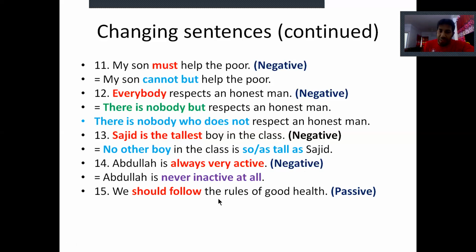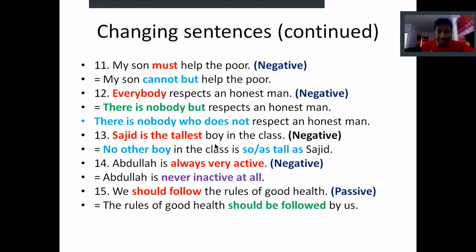We should follow the rules of good health. This sentence is in active voice. To make this sentence passive voice, let us take the object, the rules of good health. If the verb pattern is should plus verb, then we use should be plus V3 to make the sentence passive. So, the rules of good health should be followed by us. This will be the passive of the sentence.